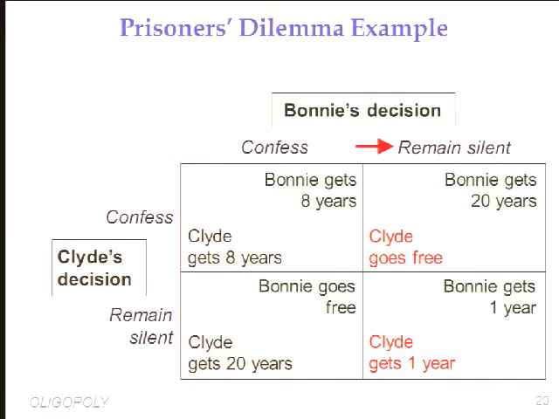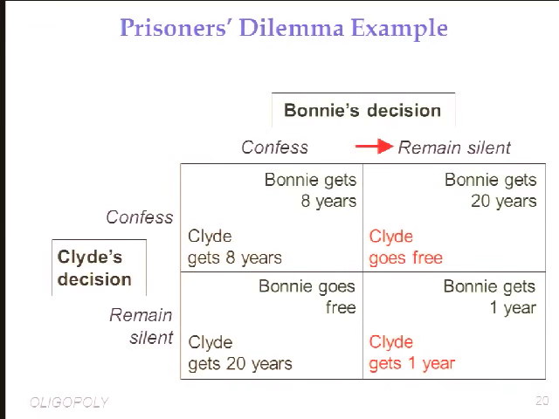If we look at his 2 payoffs, if he confesses and Bonnie confesses, he ends up with 8 years versus a possible outcome of 20 if he remains silent. And here, too, you get the same outcome, and there is a dominant strategy for Clyde as well. So, confessing is the dominant strategy for both players. And the Nash equilibrium is that both confess.